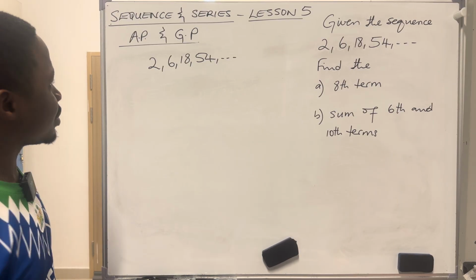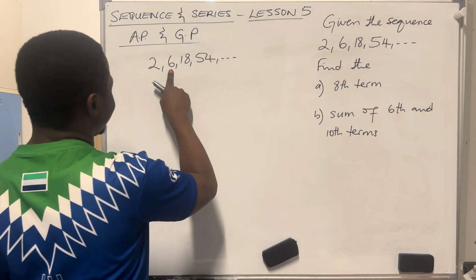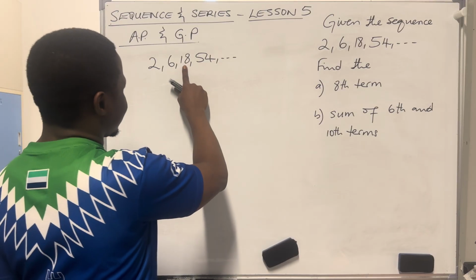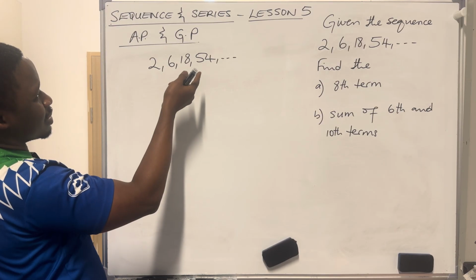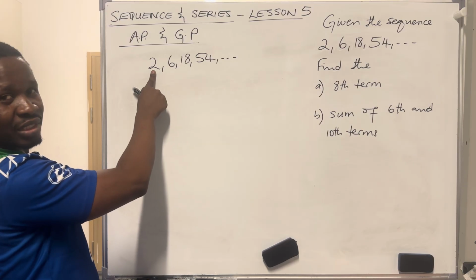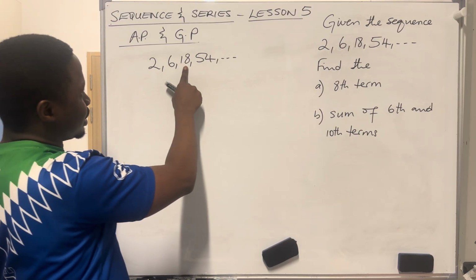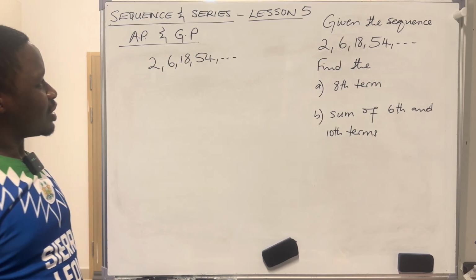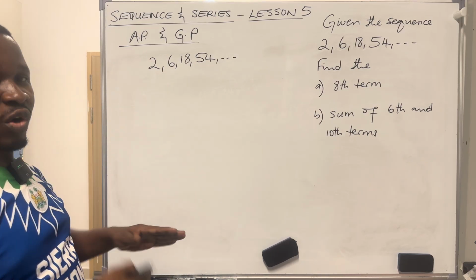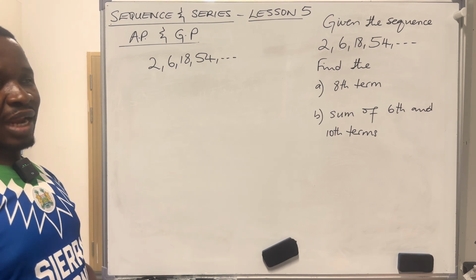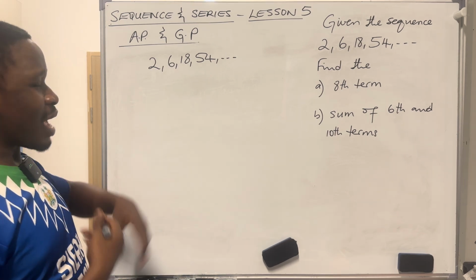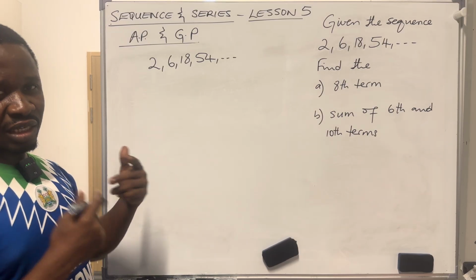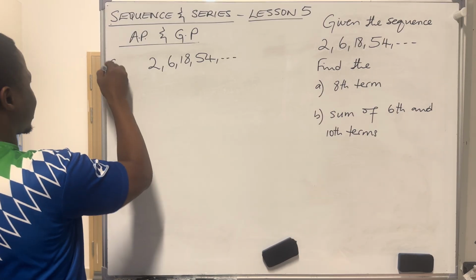Let's try GP. 6 divided by 2 is what? Is 3. 18 divided by 6 is 3. 54 divided by 18 is 3. So by division, we have a constant value. And that constant value by multiplication or by division tells that it is a GP. So this one is a GP.